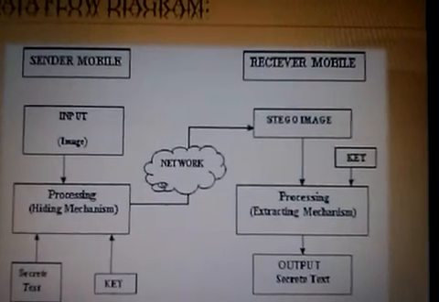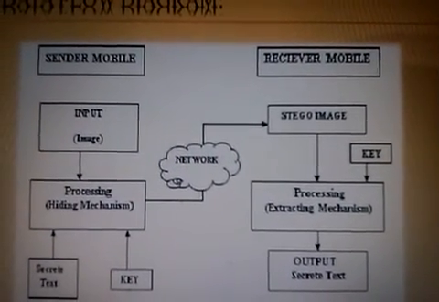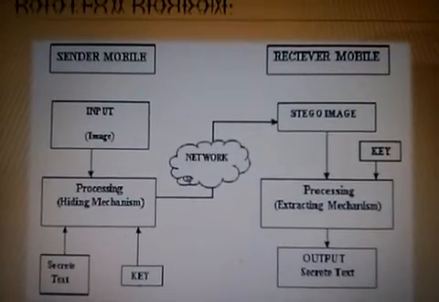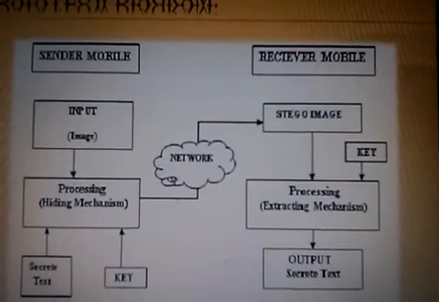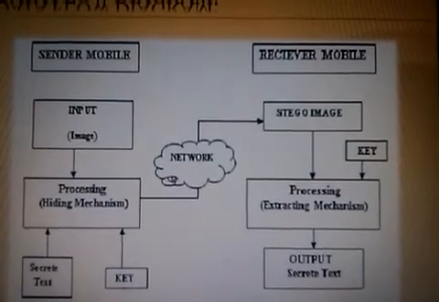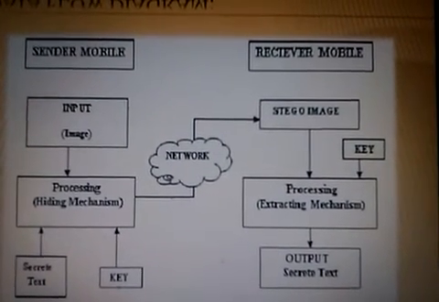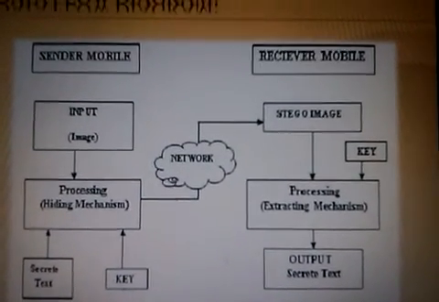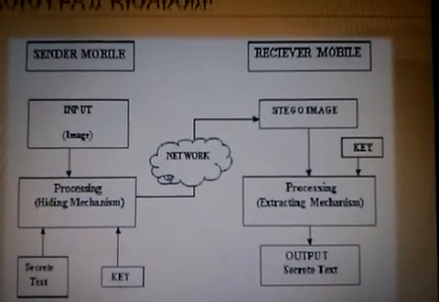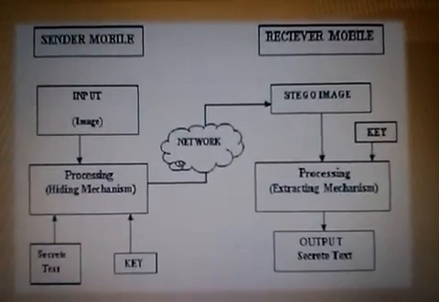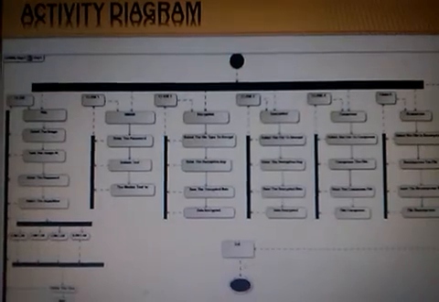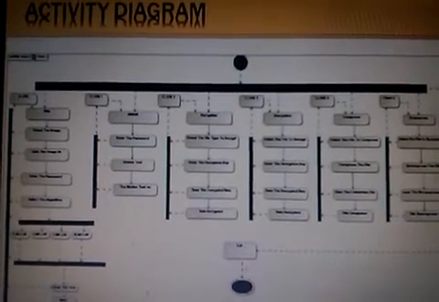And as you can see on the receiver side, the stego image is taken as input and processed, along with the security key. The receiver must always know the security key to retrieve the message. Once it goes through the processing mechanism, the output is the secret text or secret file that was hidden. This is the class diagram, and the activity diagram for it.